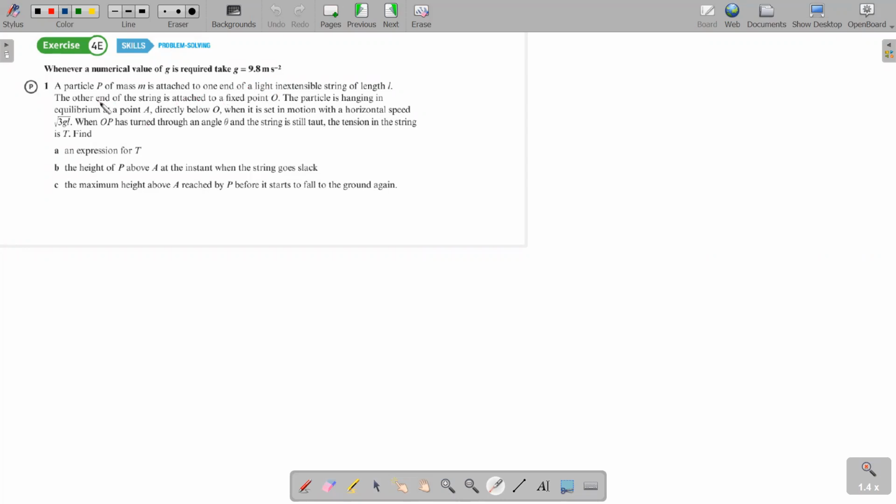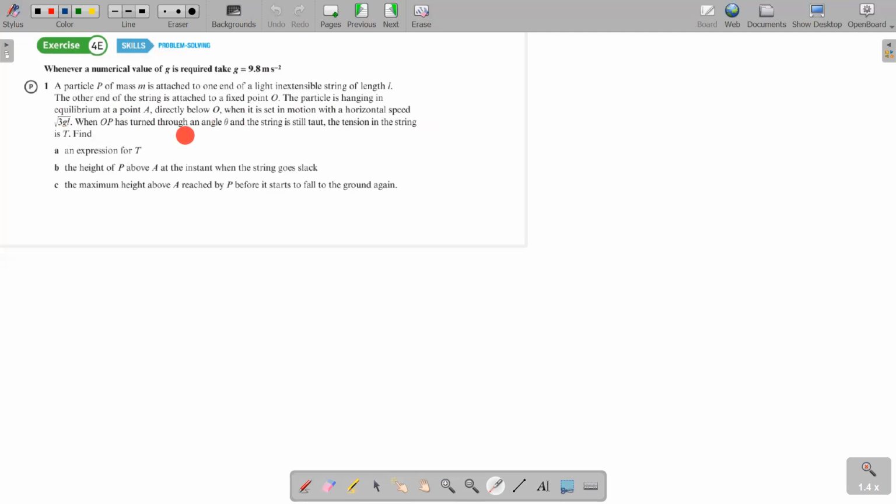So a particle P of mass m is attached to one end of a light inextensible string of length L. The other end of the string is attached to a fixed point O. The particle is hanging in equilibrium at a point A directly below O. So guys, you picture this, right? The particle is at the beginning, hanging directly below O, when it is set in motion with a horizontal speed root 3gL.